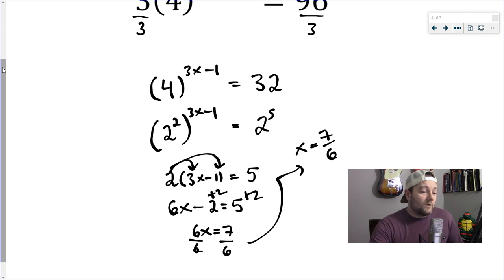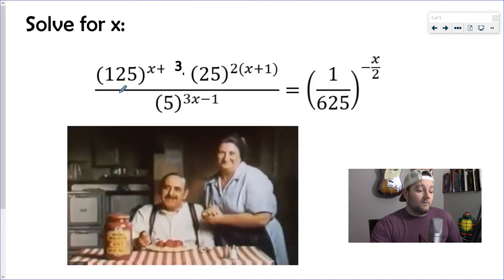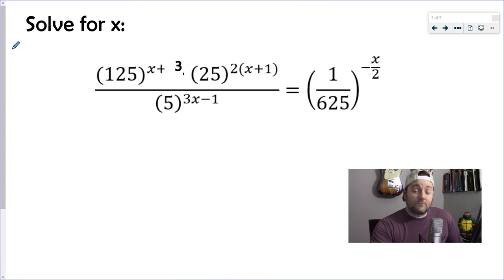All right, so this one I think is our last one, and this one, let me tell you, is a spicy meatball. Mamma mia, that's a spicy meatball. Yes, very spicy. All right, so we've got a lot going on with this one.